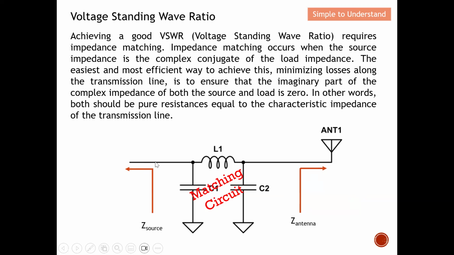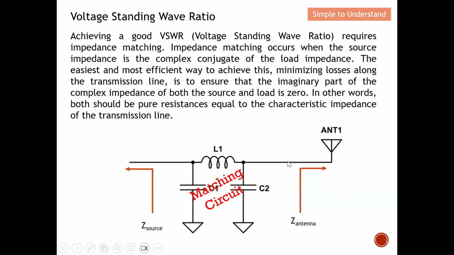Okay, so if we cancel away the imaginary part and leave the real term, or the so-called impedance, what happens over here is this will be 50, and if we look into here it will be 50, then we will ensure a maximum power transfer. So in other words, both should be pure resistance values, equal to the characteristic impedance of the transmission line.